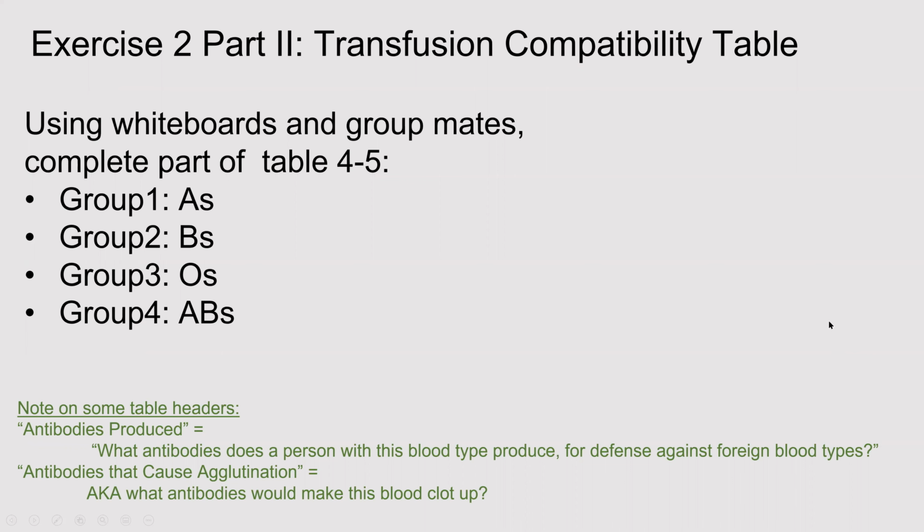So this is exercise 2, part 2, and this is that big transfusion compatibility table. Using whiteboards in the lab setting, you would take your group mates and you would fill in this table. Group 1 would do A's, group 2 would do B's, group 3 would do O's, and group 4 would do the AB type blood. If you are alone, you can go ahead and do that all by yourself.